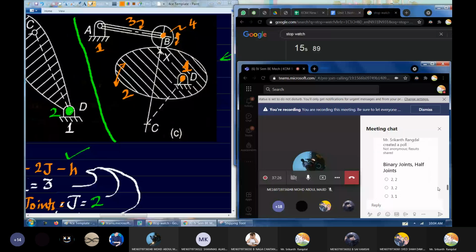Okay, we have received one response. Come on, everyone, please answer this. Count the number of joints in this diagram. Number of joints, that is binary joints and half joints.